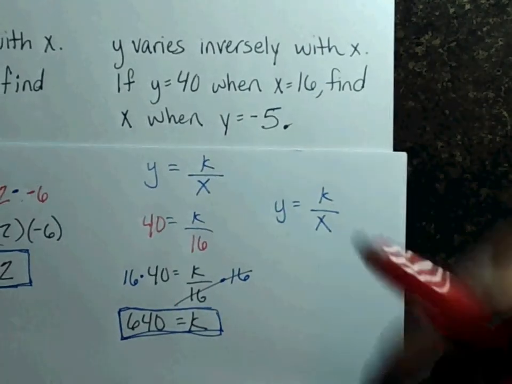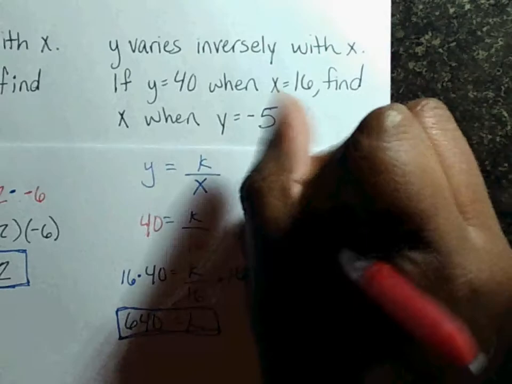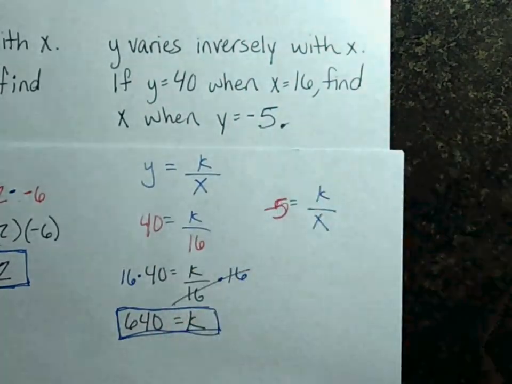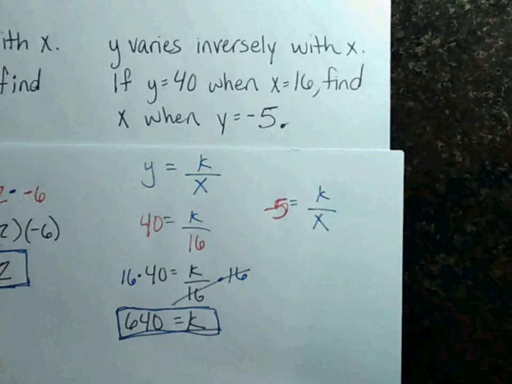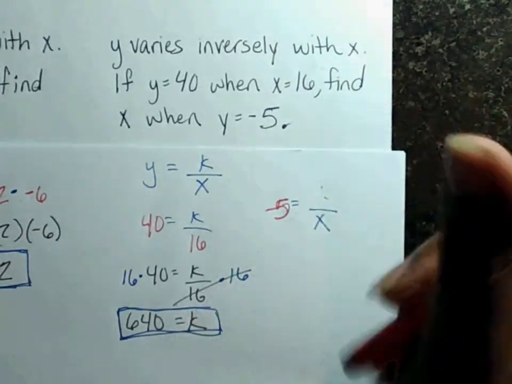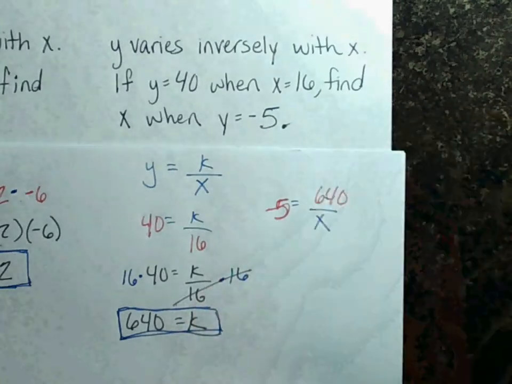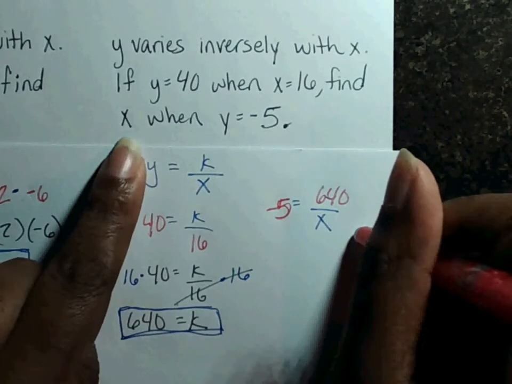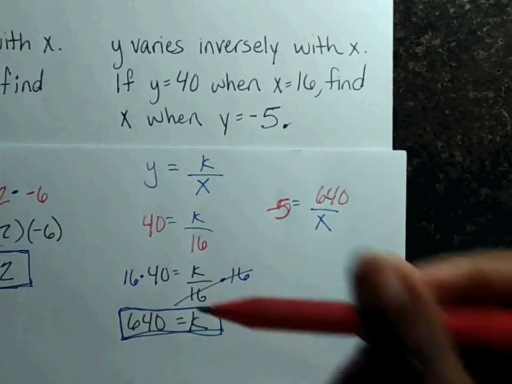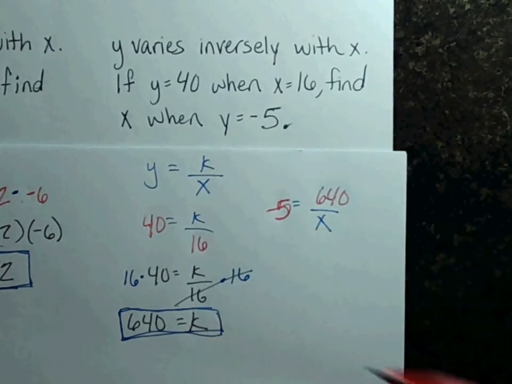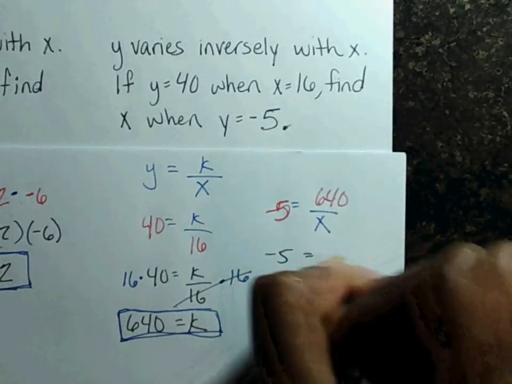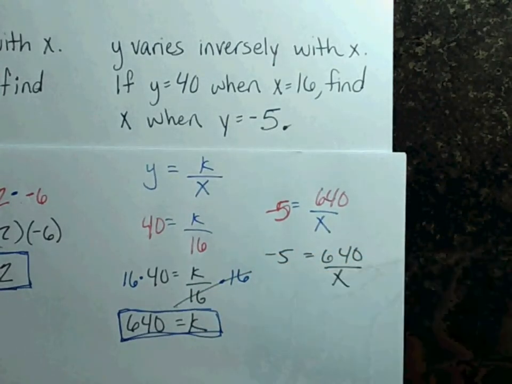Alright. So, do I know what y is? Oh, yes, I do. In this case, y is negative 5. Do I know what k is? Yes, I do. K is 640. Do I know what x is? No, I don't. That's what they're asking me to find in this pair. K works for every pair. So, I plugged it in. Here we go. I'm solving. Negative 5 equals 640 divided by x.